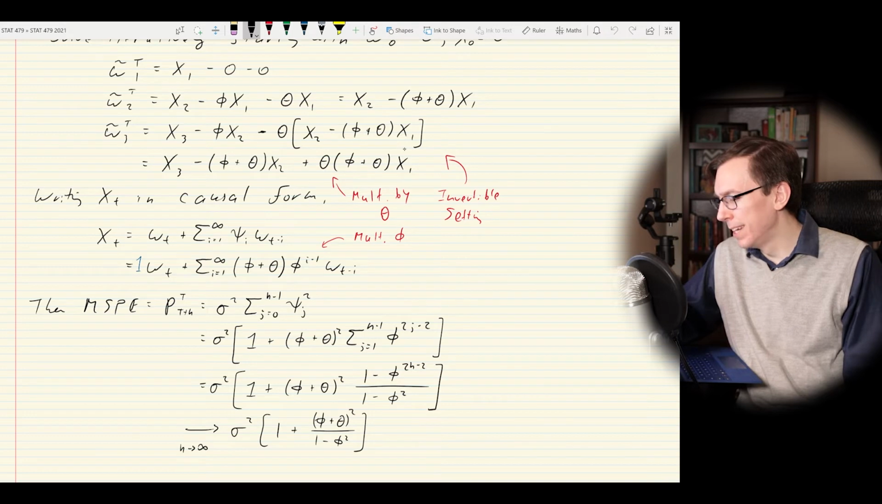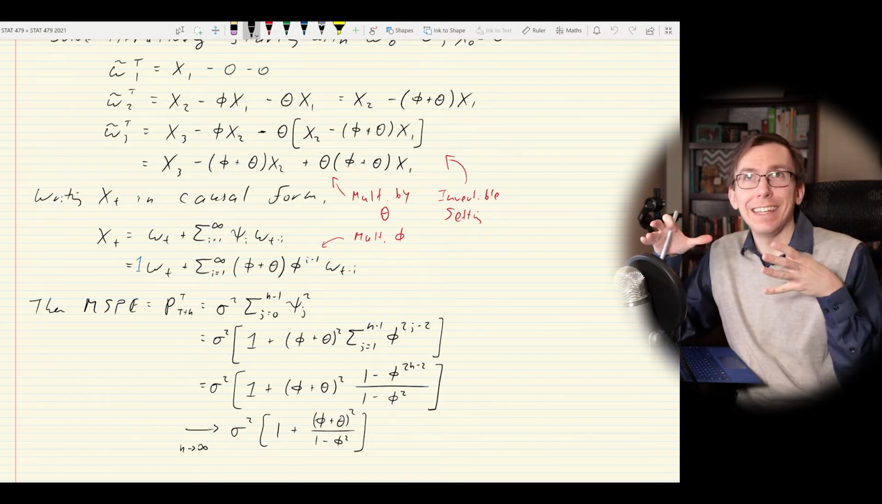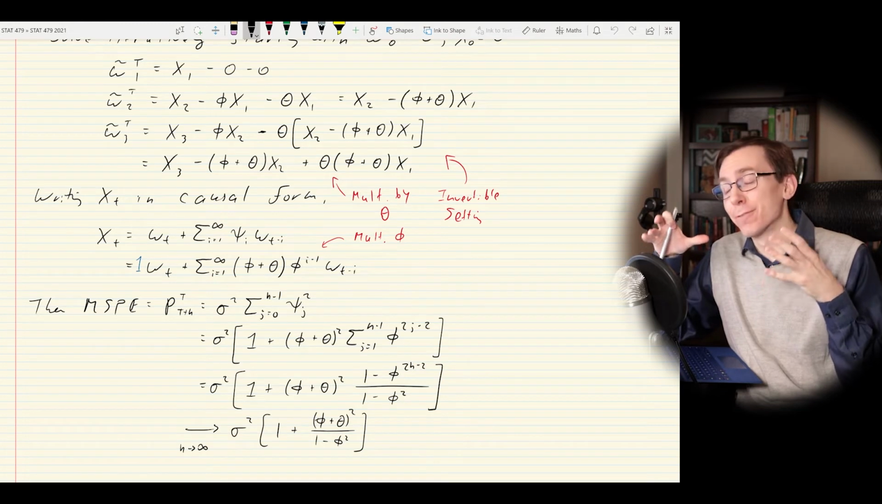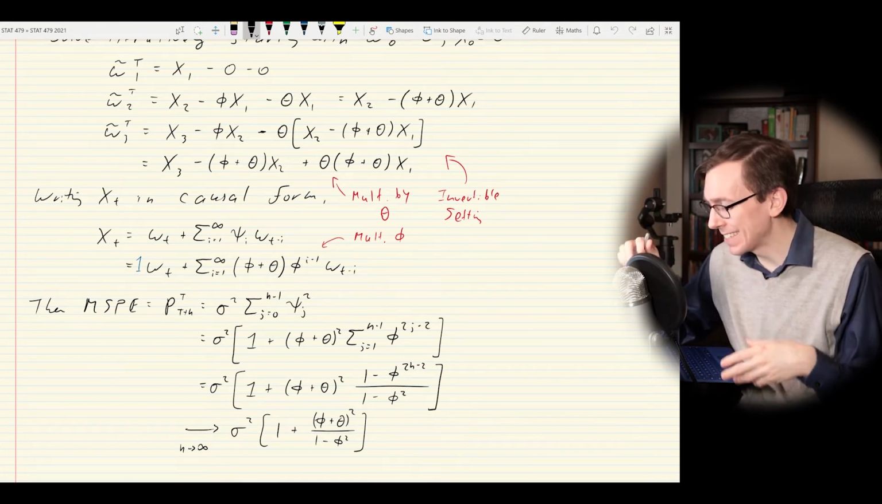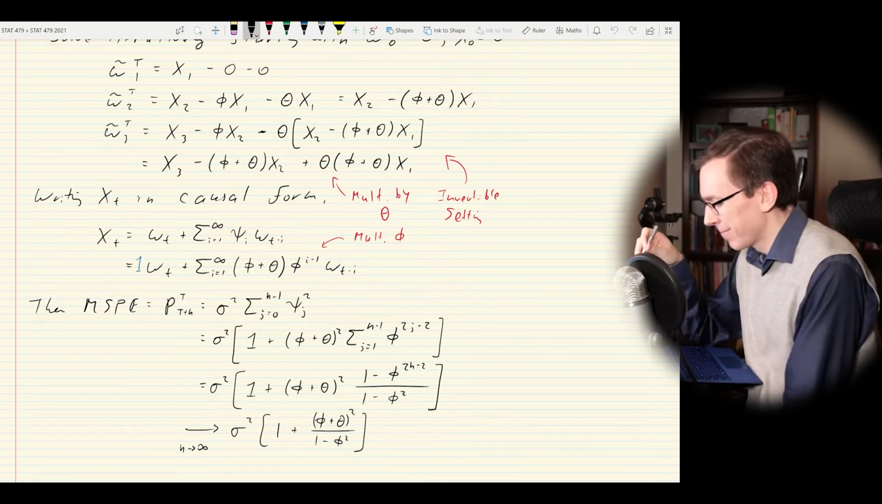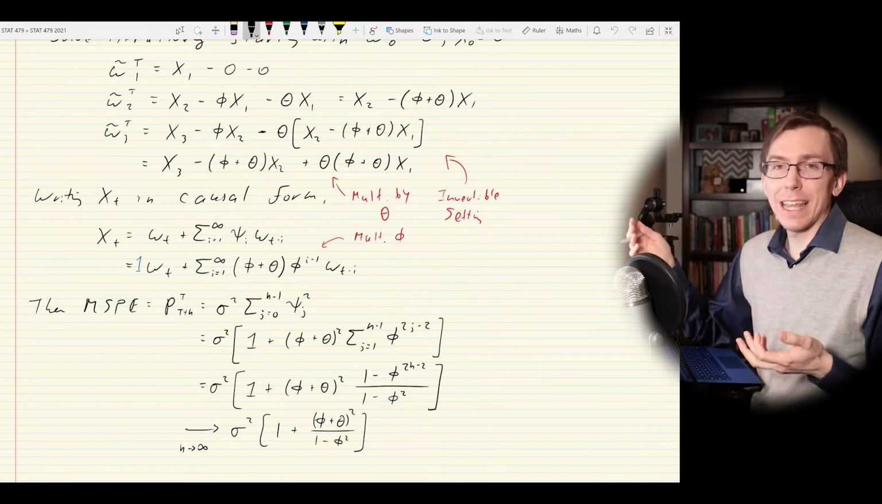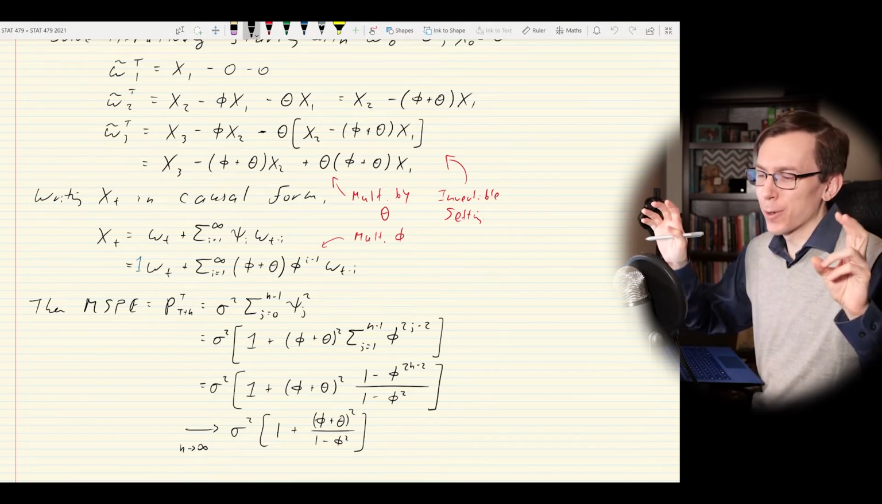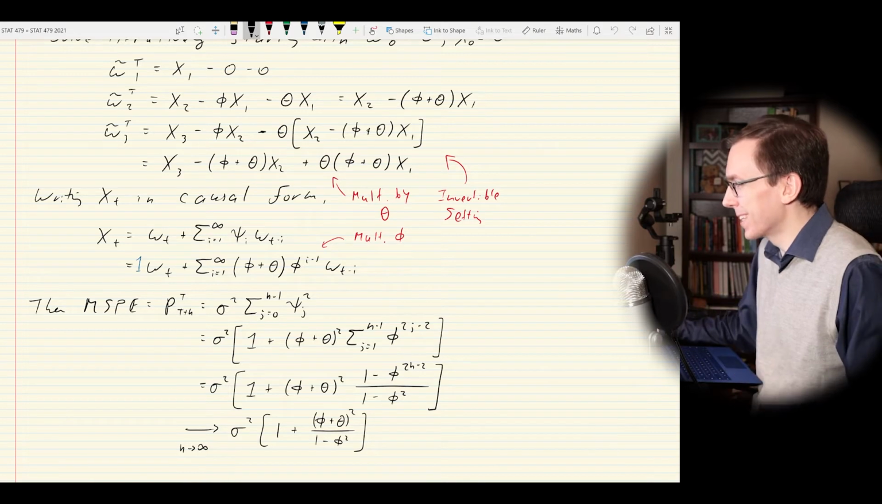And you end up with an equation that looks like this. This is just going to be the invertible representation of the data, but we can still use that to estimate or predict white noise, whatever you want to call it.